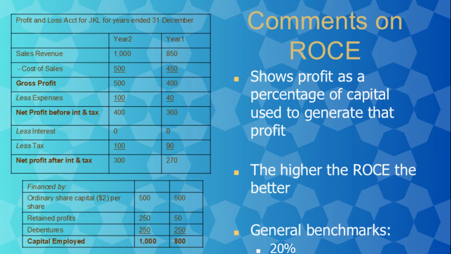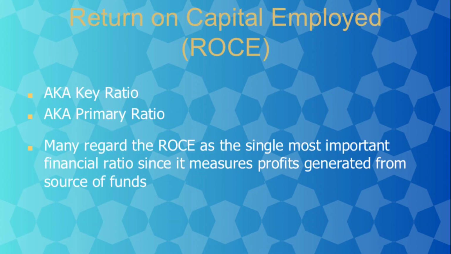General benchmarks suggest a ROCE of 20% or higher is considered good, providing a standard for comparison. ROCE is regarded as the single most important financial ratio because it measures profits generated from the source of funds. It is also known as the key or primary ratio, highlighting its significance in financial analysis.